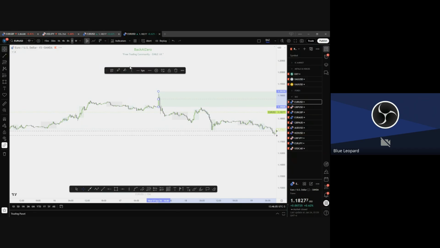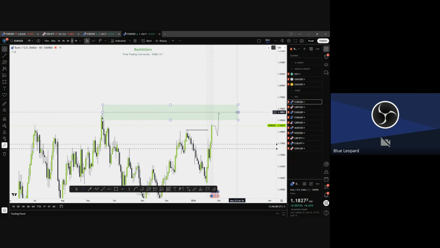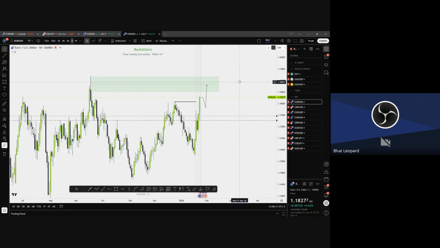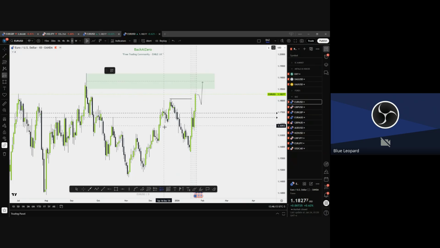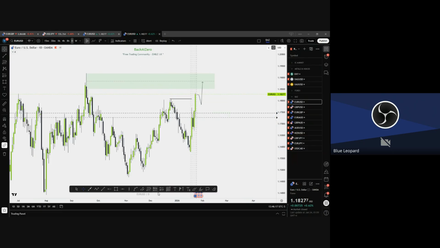But on the daily, it's just a wick. Okay. That's why I marked it as my external liquidity zone. And down here, I have another one, which is internal. So this internal will be the target if price reverses here.